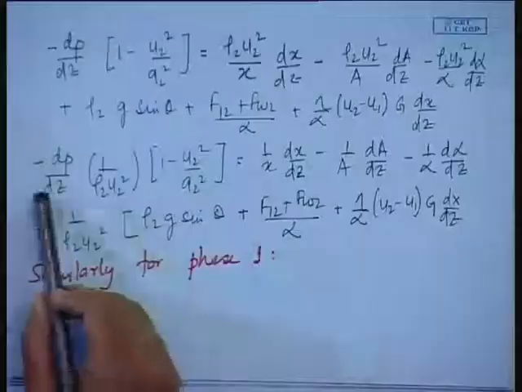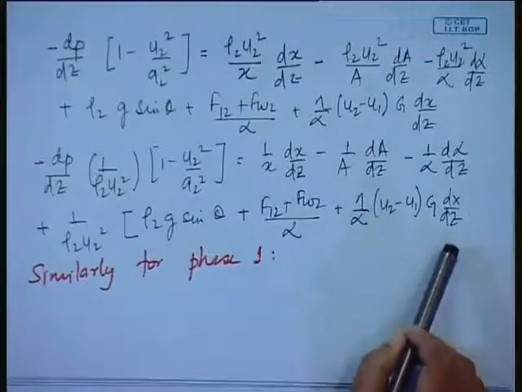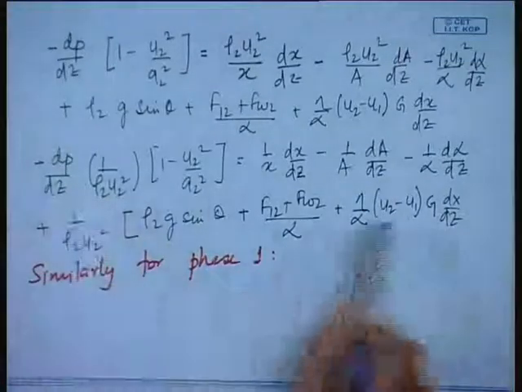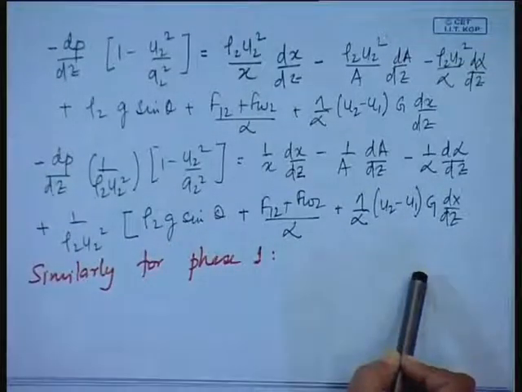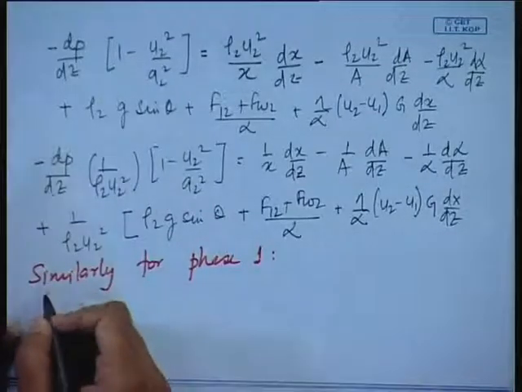So, if you follow what we had done till the last class, you will find that we finally arrived at a momentum equation for phase 2. In the same way, we can write down a momentum equation for phase 1 as well. Just write it down, let us see what you get in this particular case.